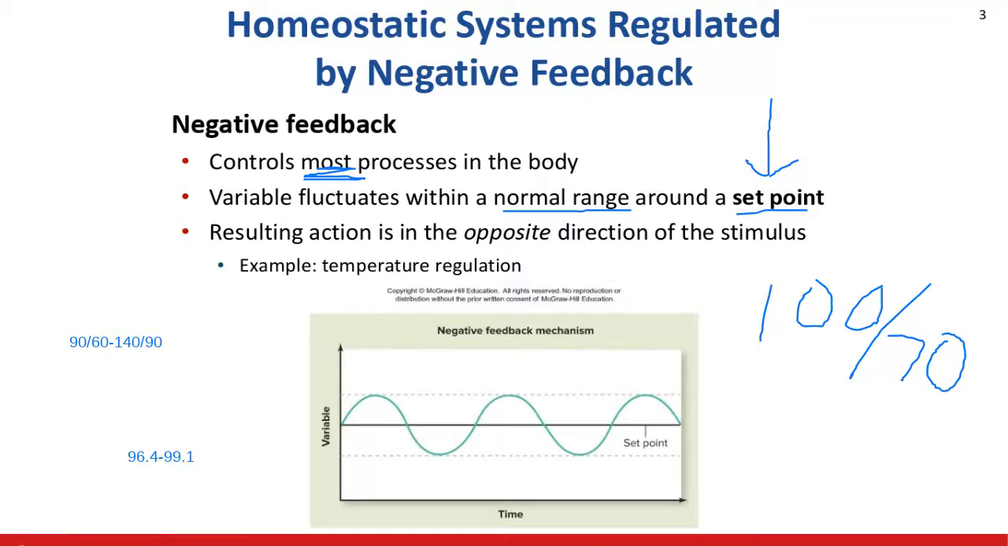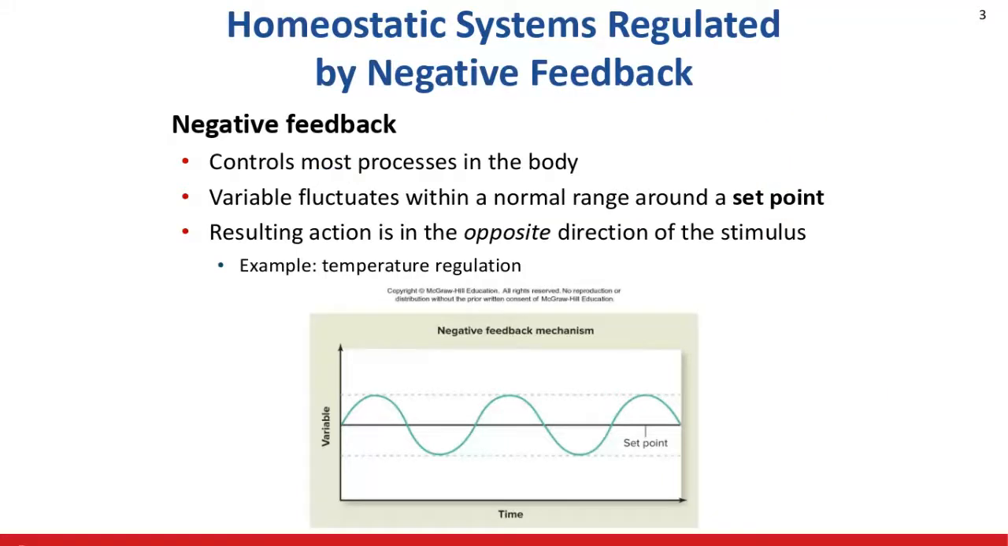So your body's always going to want to keep it, like for example, pH. The pH value for your blood, I should say, the normal value is 7.4, okay? But the range for that is 7.35 to 7.45 for your blood pH. So keep in mind, this is the set point, and this is the normal range that the set point should fall within.